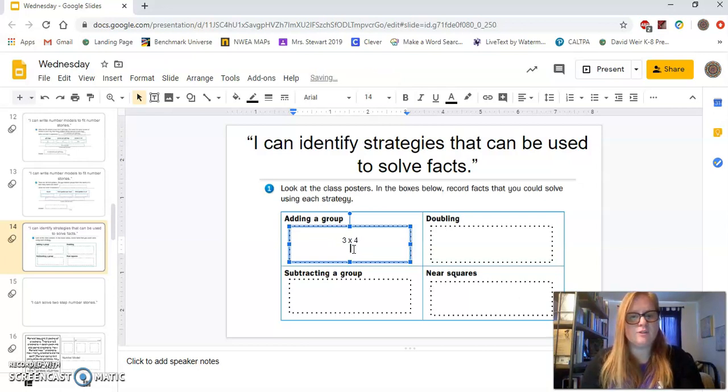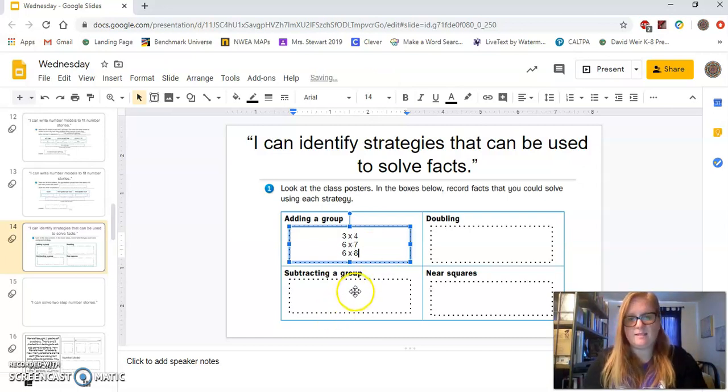You could also do, I'm trying to stay away from my 5s because I could do any 6 facts, right? Because all I would need to do is just add another group. And 5s are a really good helper fact. So I'm going to do 6 times 7, 6 times 8, and I'm going to say that's good for now.